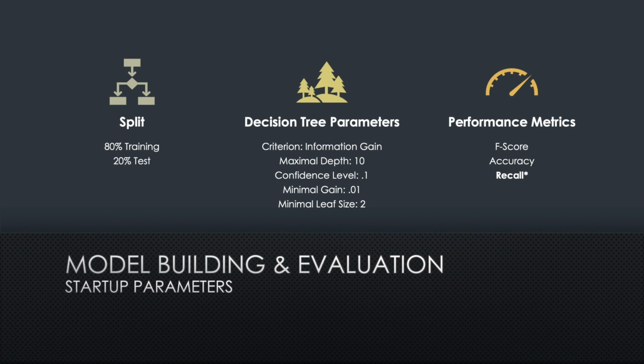After initializing an 80-20 test train split, a decision tree model was built using an information gain criterion with a maximal depth of 10 levels, a pruning confidence level of 10%, a minimum information gain requirement of 1%, and a minimum leaf size of 2 leaves. Once the model was trained, results would be evaluated by using the F-score, accuracy, and recall measurements. Recall was selected as the primary measure to limit the number of false negatives, as we suspect the firm would rather have more people turn down the offer than risk missing too many individuals who would have otherwise opted for the loan.